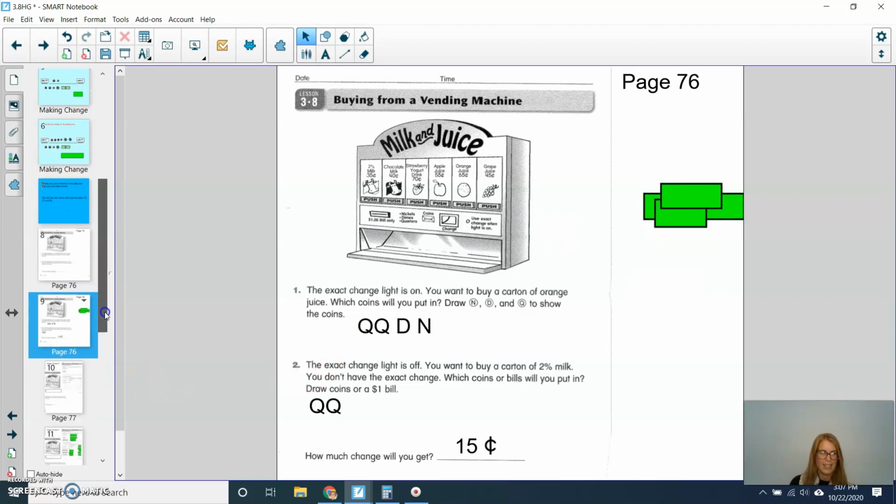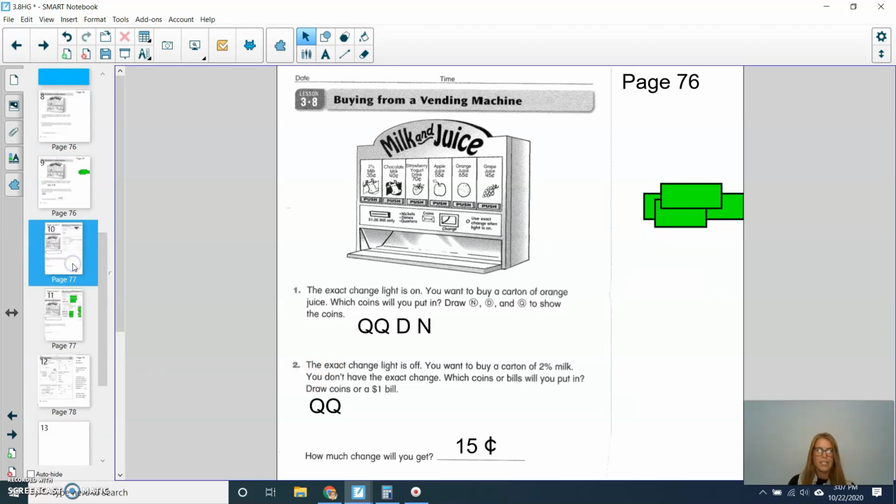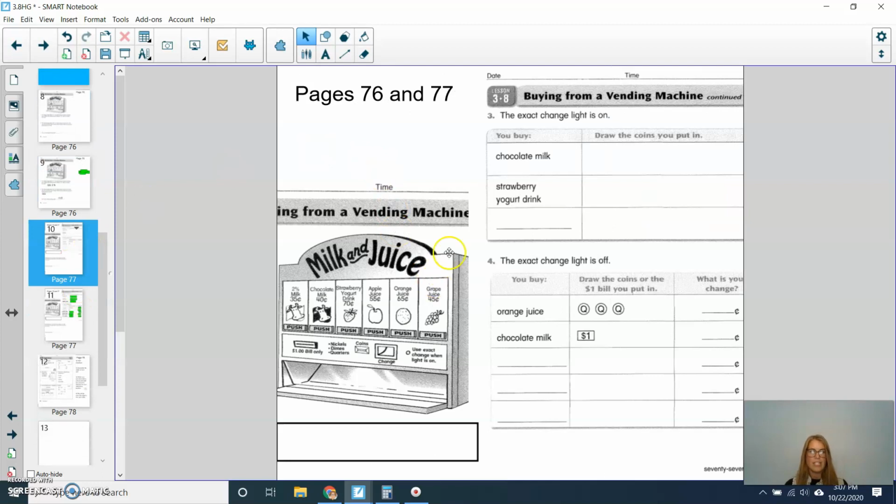Let's try some more like this. Now you can still look at page 76, but also look at page 77. For number 3, it's telling us that the exact change light is on. So if you're buying chocolate milk, you can draw the coins for the exact amount. Same thing for the strawberry yogurt drink, do the exact amount. And then you can pick one for the exact amount. Let's see if you can answer question 3 first, then press pause and then play when you're ready to check.